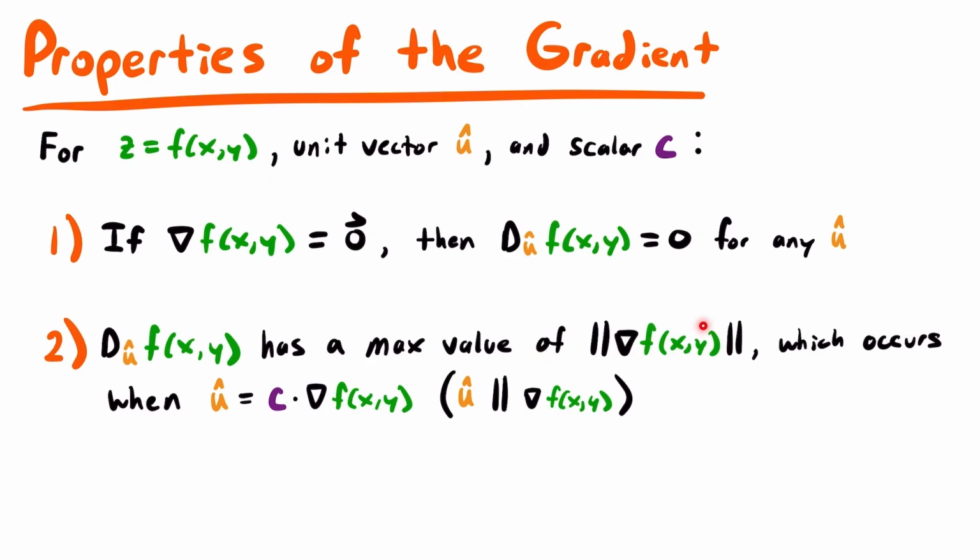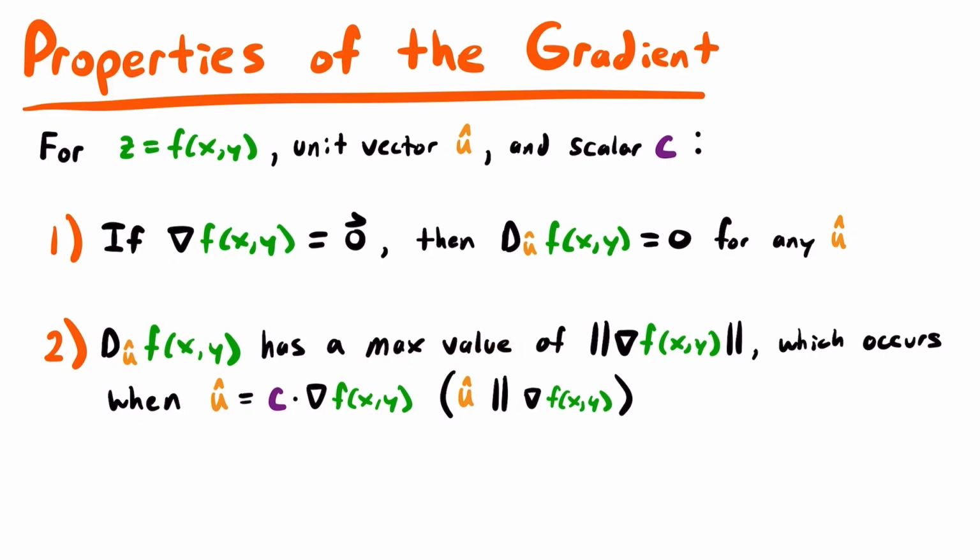But then for the second property, the directional derivative for f of xy has a maximum value of the magnitude of the gradient vector, which occurs when the unit vector is equal to a scalar multiplied by the gradient vector. Or in other words, when the unit vector is parallel to the gradient vector, right? If the unit vector is equal to a scalar multiplied by the gradient vector, those two vectors are scalar multiples, and we know that vectors that are scalar multiples are parallel vectors. So if u is equal to some scalar times the gradient vector, then the unit vector and the gradient vector are parallel. And when those two vectors are parallel, because they won't always be, that is where the directional derivative has a maximum value.